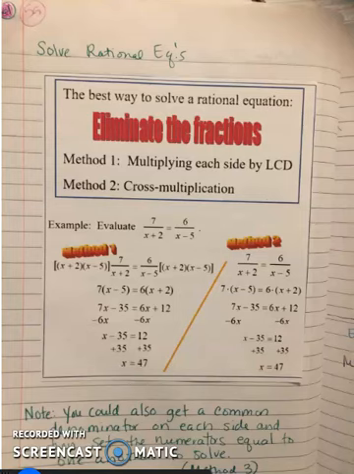Okay, so for page 55, you're going to call it Solving Rational Equations for the title. This is going to be from section 4.5 in your textbook. And so now we're going to take those equations that we were adding, subtracting, multiplying, and dividing, and we're actually going to set them equal to each other now.